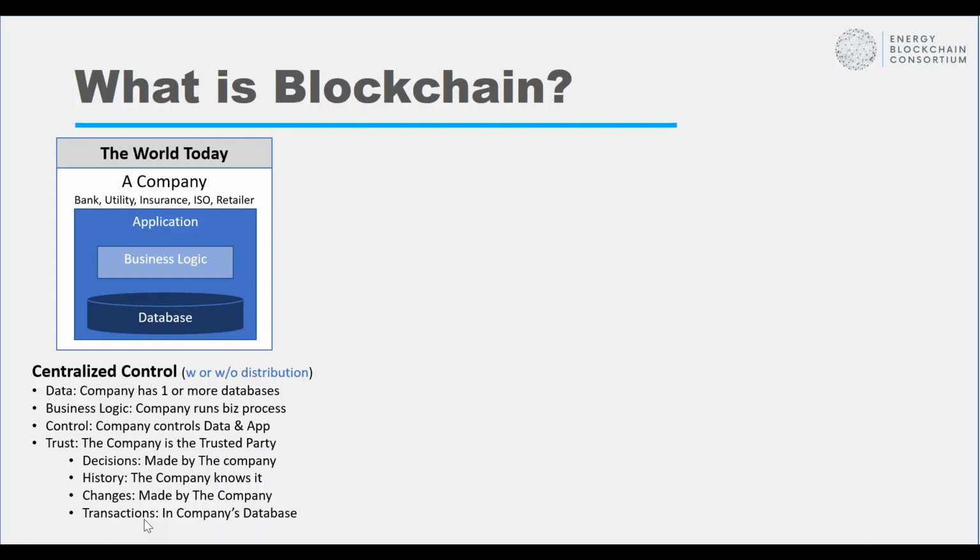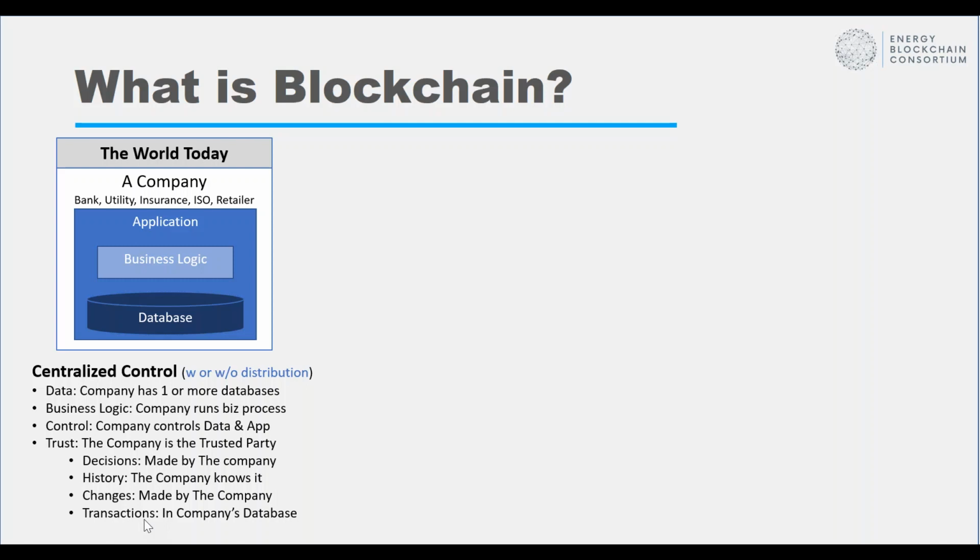The world we know today is basically driven without blockchain, most of it, obviously. There is a company, could be a bank, a utility. They have many applications. They have business logic that drives those applications, and they have databases. So all of the control is basically centralized with a company, whether it's a bank or a retailer. And the business logic is run by the company itself. So when the business logic is run by the company, they control the data. And who do we trust?